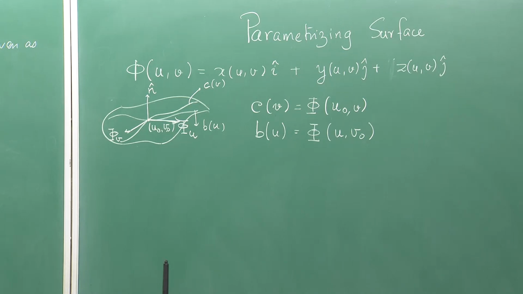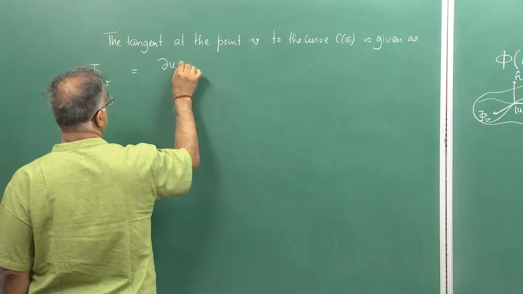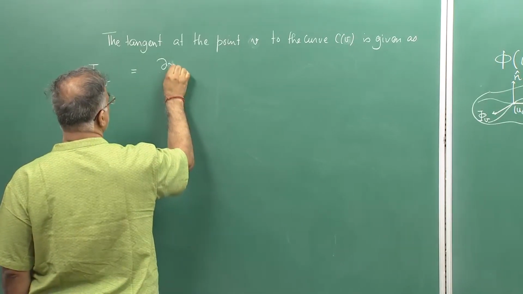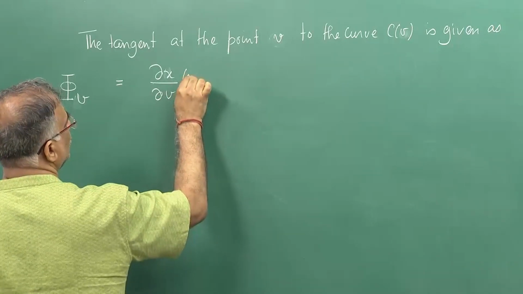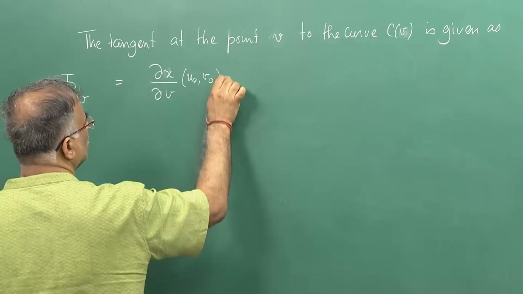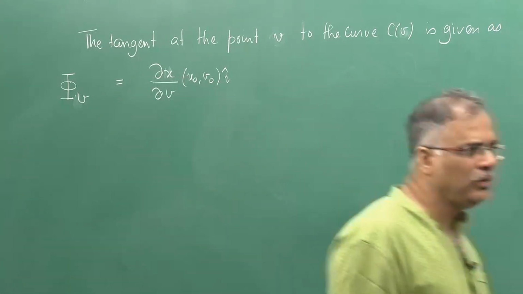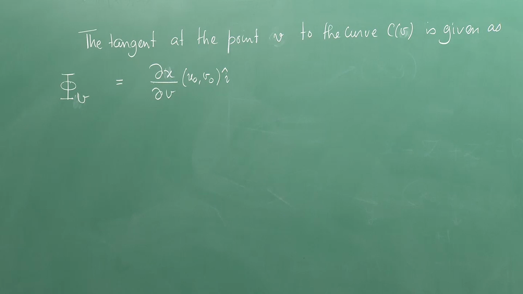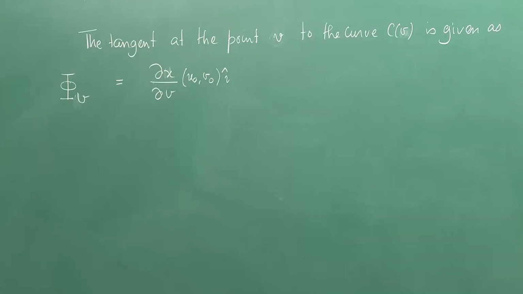So, phi of v is what? Is del x del v at u naught v naught. So, you can try that, this could be at any v, right. Suppose I am just trying to find it at u naught v naught. So, I am trying to find it at that point. So, I parameterized it in both ways, I am trying to find the tangent at that point. So, that is how the tangent plane at a particular point on the surface is found out.